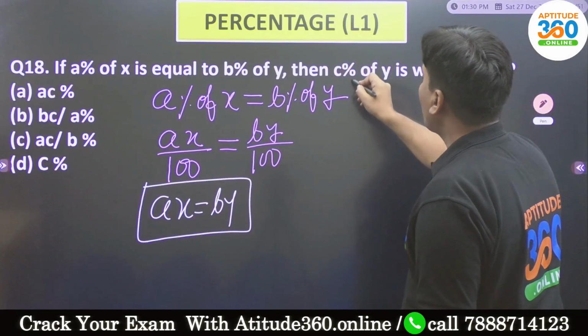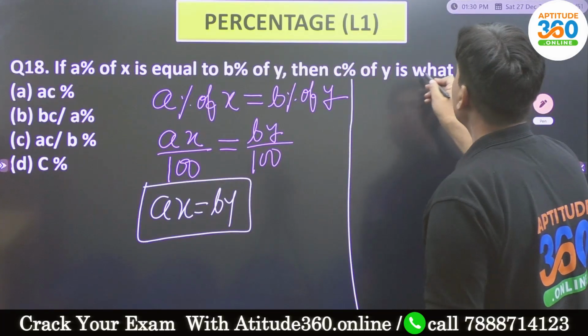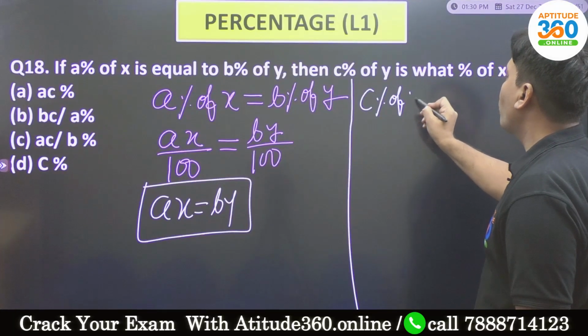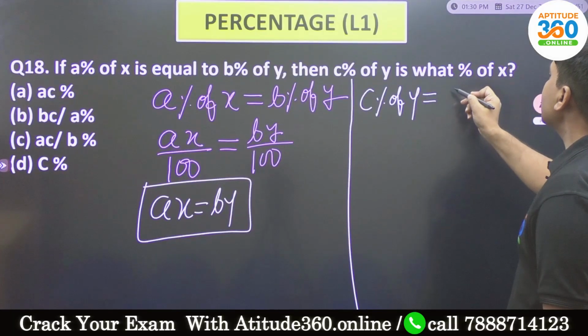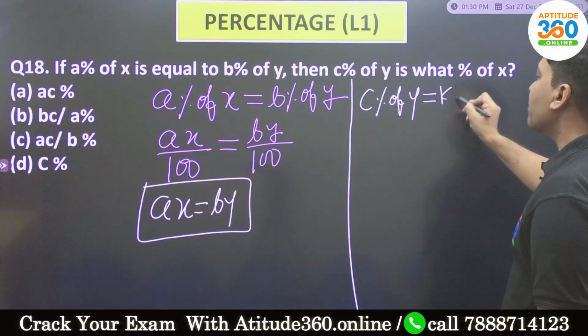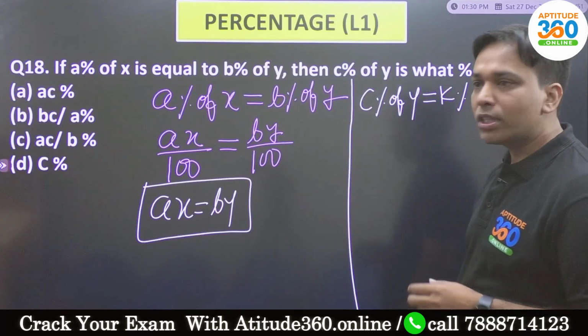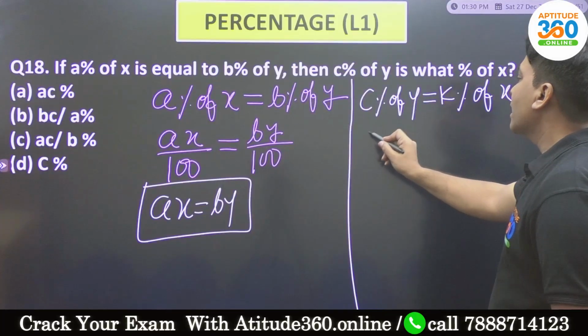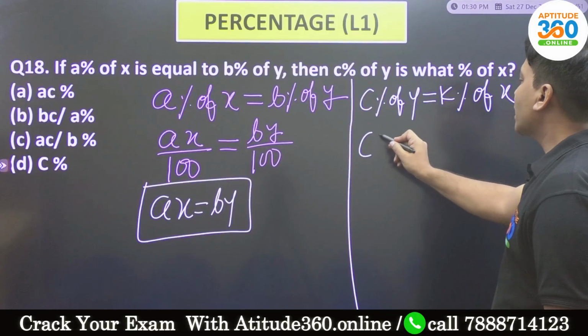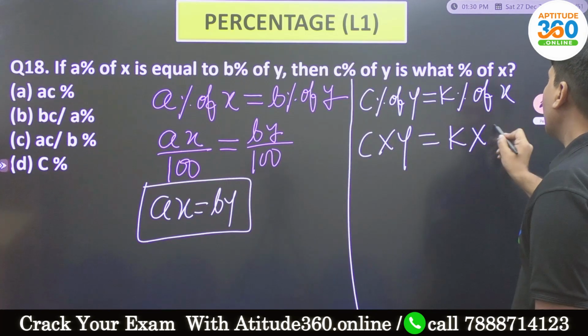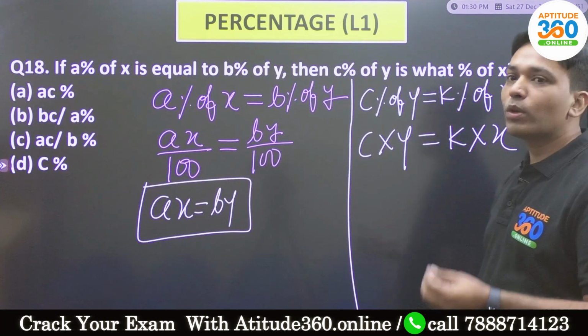Then the problem is asking you to find out c% of y is what percent of x. So I will say c% of y is k% of x, and then I should be able to find out the value of k. Again, what do you have? Now you're realizing that from both of the sides 100 and 100 will get cancelled.